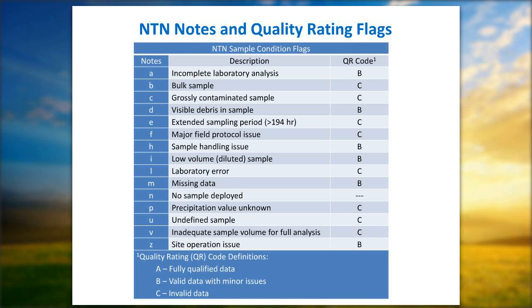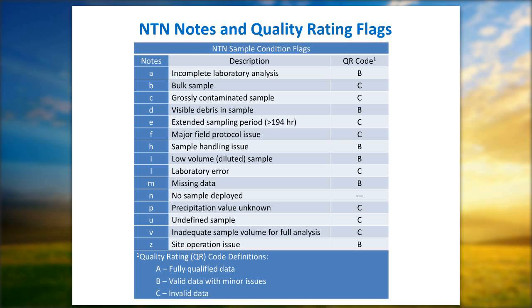H indicates a sample handling issue, and this can be for a number of things. I believe we can assign it manually, but it could be any number of things where we view that the data aren't considered A quality and they're downgraded to a B. The I indicates low volume sample, so this is where we had enough sample to do a pH analysis, and then we add additional purified water to it to bring it to a volume where we can do a full analysis through all of our instruments here at the laboratory. That's not an ideal condition. While we do have a complete chemistry, there is some uncertainty there, so we downgrade the quality to B. It is considered valid data there.